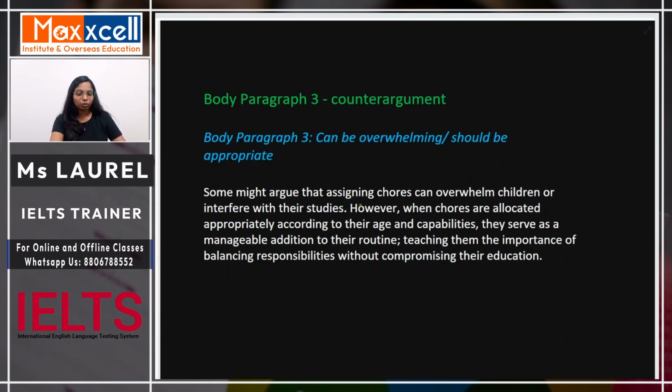that some might argue that assigning chores can overwhelm children. Remember, this was my point, that it can be overwhelming. So we have written as overwhelm children or interfere with their studies. So these are the 2 points that I'm making here. However, now I am countering this argument with, when chores are allocated appropriately, according to their age and capabilities, they serve as a manageable addition to their routine, teaching them the importance of balancing responsibilities without compromising their education.